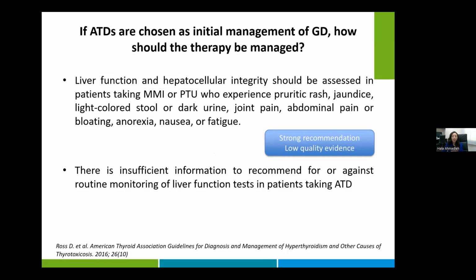Currently, there is insufficient information to recommend routine liver function tests as a follow-up for patients who are already on antithyroid therapy. Although it is indicated to be done before starting it, there is no real recommendation for monthly or follow-up liver tests.